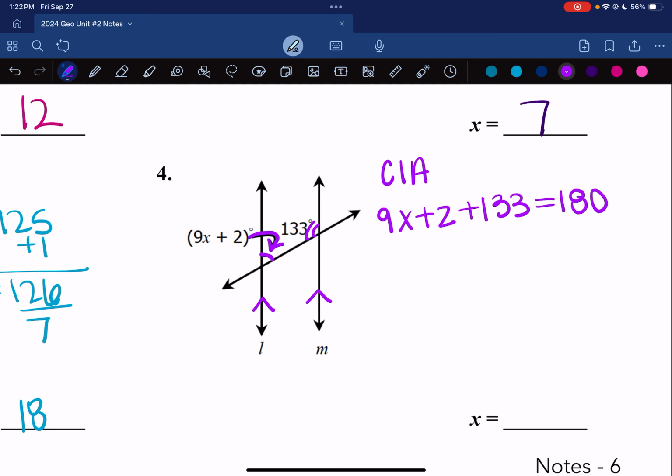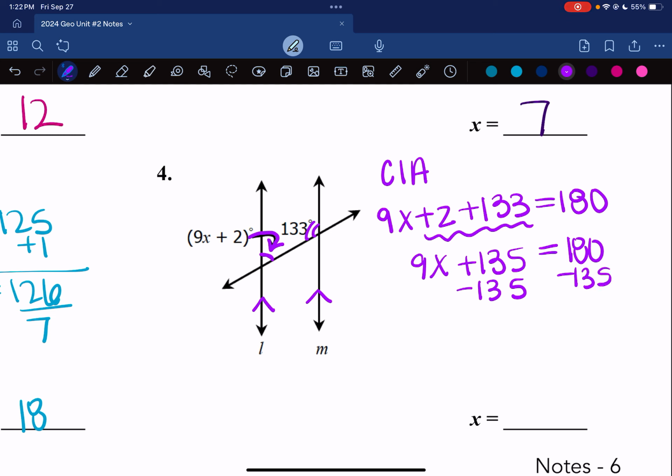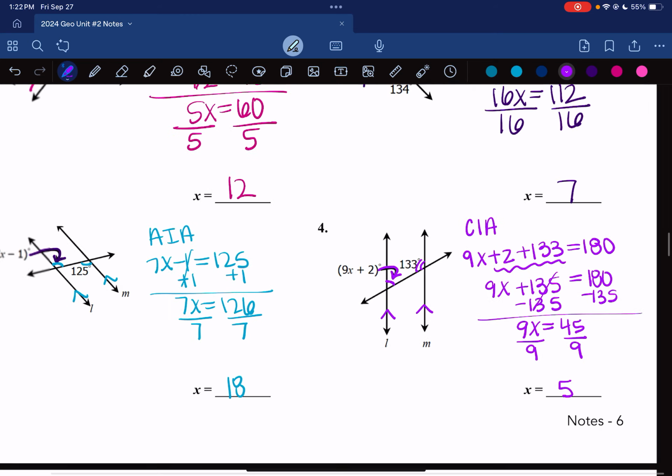So we have 9x plus 2 plus 133 equals 180. Next, you're going to combine like terms. So we have 9x plus 135 equal to 180. Then you're going to subtract 135 from both sides. So we have 9x equals 45. Divide by 9. So we have x is 5.